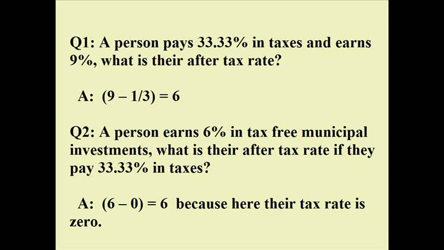We live in an after-tax world. People pay federal tax, maybe state income tax, sometimes even a city tax. And let's say you made 9% and you're in the 1/3 bracket. Well, that would be 6%. You keep the remaining 2/3. On the other hand, maybe you have something that's tax-free, like a municipal bond. Turns out it's going to be the same regardless.